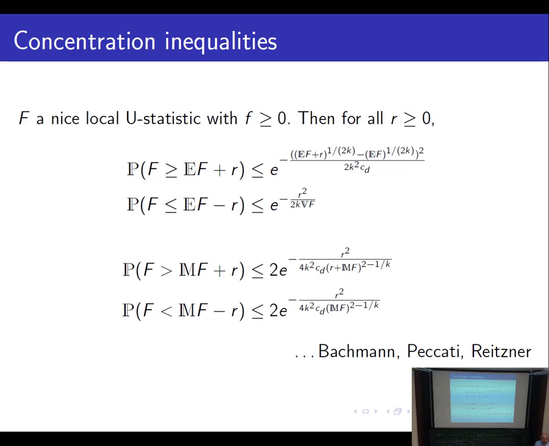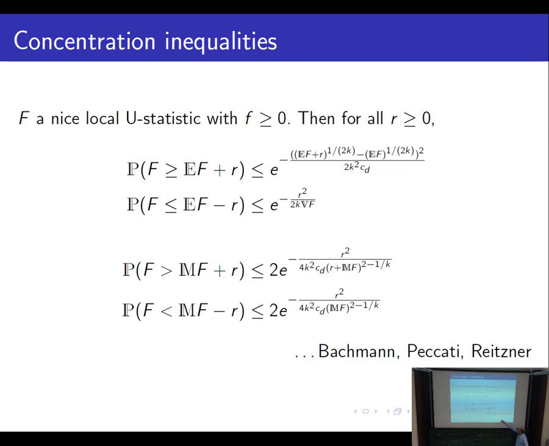So we started with a nice local U statistic, and nice means that certain moments exist. I think the first moment must exist, and nice means that there should be certain upper and lower bounds for the kernel of the U statistic. And then we could prove that for all r greater or equal to 0, we have an upper bound that f deviates from its expectation by something. If you try to see how this behaves for r, it turns out that this behaves like r squared. So you have e to the power minus r squared, which is what you expect from a central limit theorem. And for the lower bound, you also have e to the power minus r squared. So you get more or less optimal bounds for the deviation from the expectation.